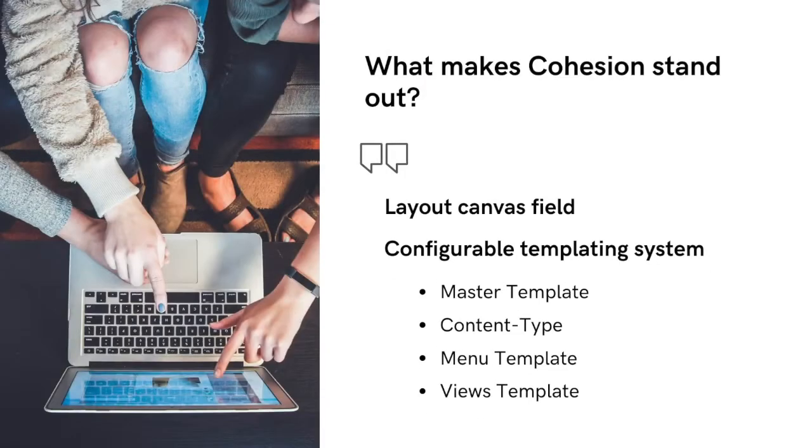Cohesion comes with a layout canvas field which is an entity reference field and can be used in the content type or a custom block type. It holds the cohesion elements and components.